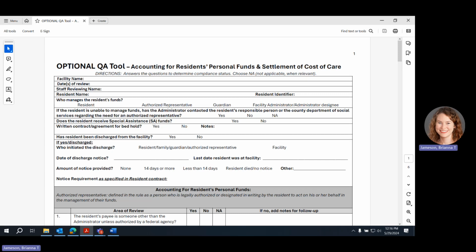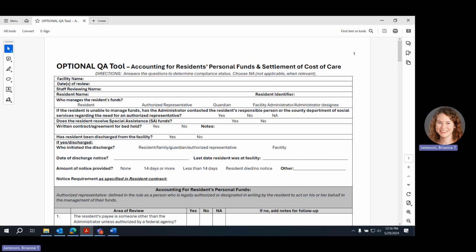Who manages the resident's funds? Any of these options can be circled. The options are resident, authorized representative, guardian, facility administrator/administrator designee. If the resident is unable to manage funds, has the administrator contacted the resident's responsible person or the County Department of Social Services regarding the need for an authorized representative? You may circle any of the options. The options are yes, no, or not applicable.